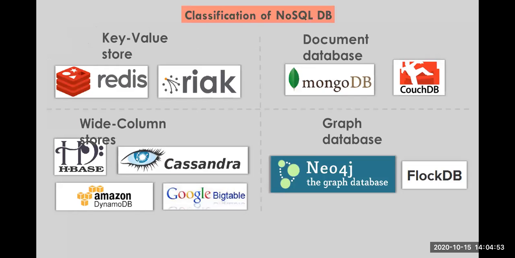These are some of the NoSQL databases, and their classification: key value stores, Riak and Redis; document databases, MongoDB and CouchDB are examples; under graph databases, Neo4j, FlockDB; wide column or column based databases are HBase, Cassandra, Amazon DynamoDB, and Google Bigtable.